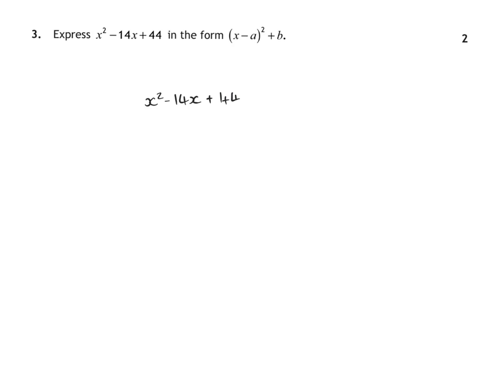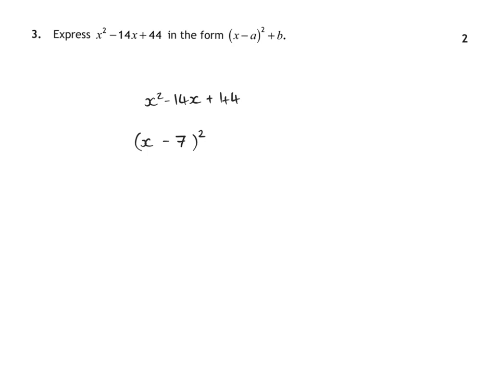Okay, so we need to put this into our brackets. So we know that at the front we're going to have the x, and we're going to have a squared there. But how do we decide what goes in here? That is to do with our x term, so our minus 14x. So we need to half that, and that's what goes in here. So in here, we're going to have minus 7. So it's just the coefficient that we're halving, not halving the x squared.